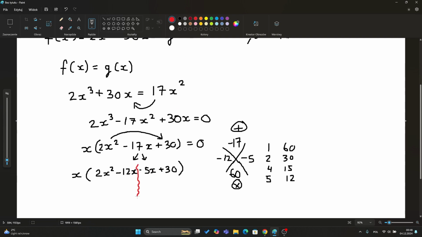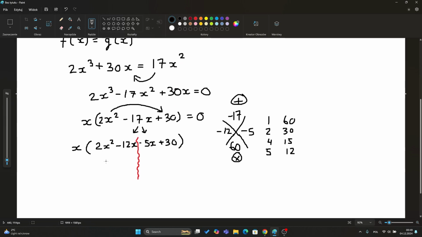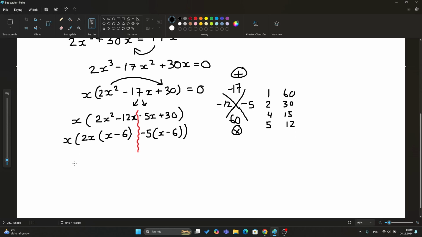Now we treat those equations as separate. So 2x is the factor of 2x squared minus 12x. So that's x minus 6. And here it's going to be minus 5 and x minus 6. So here we get x, 2x minus 5, x minus 6 equals 0.